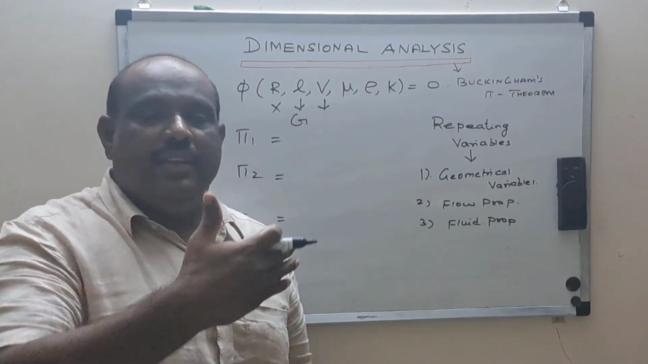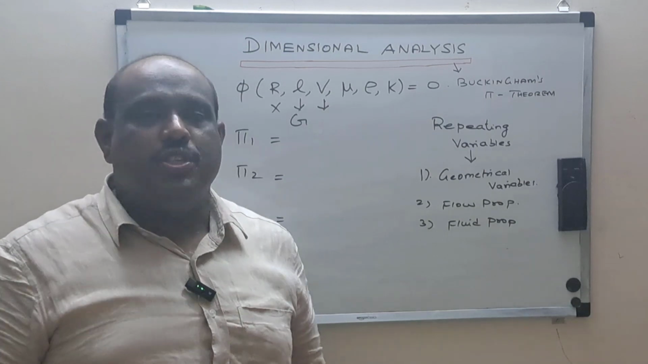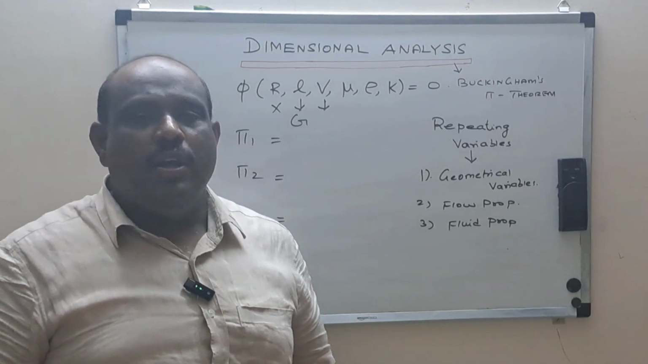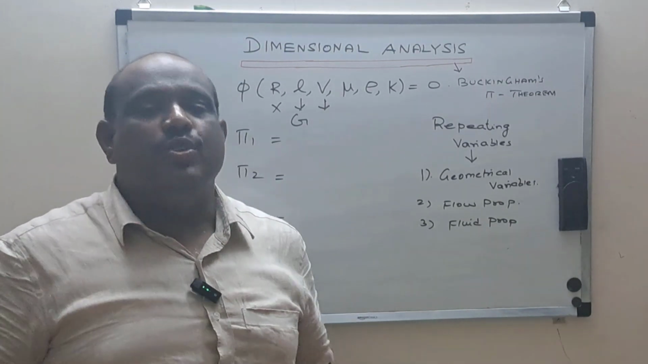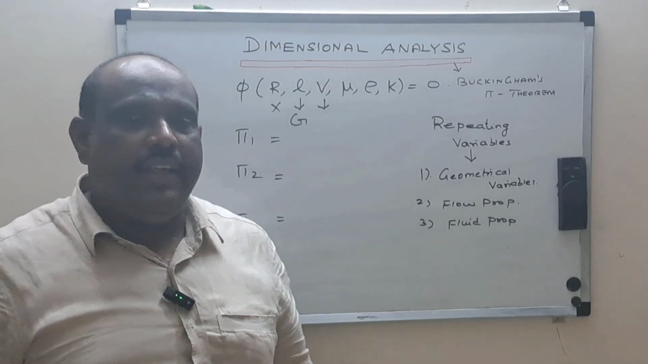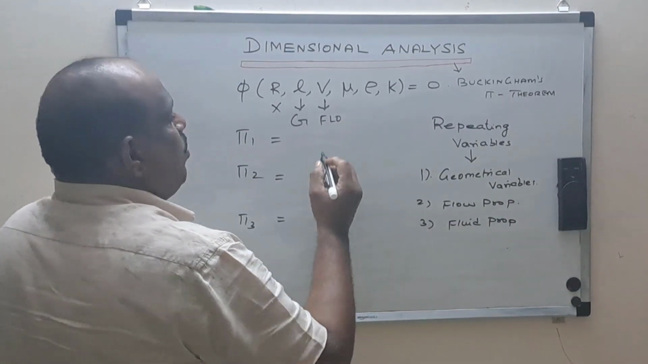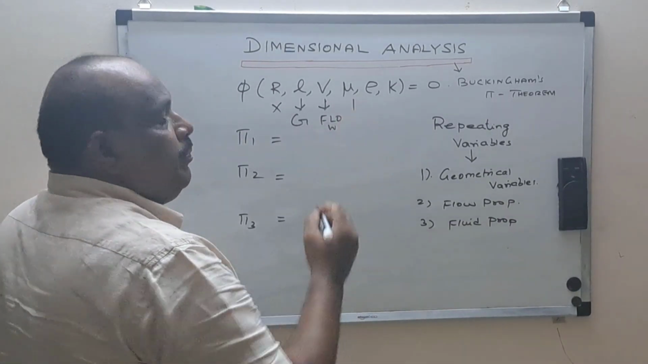What about the velocity? The velocity is nothing but the flow property. Velocity, discharge: they are called flow, the rate at which the fluid flows, the speed at which the fluid flows. So it's nothing but the flow property. What about mu?